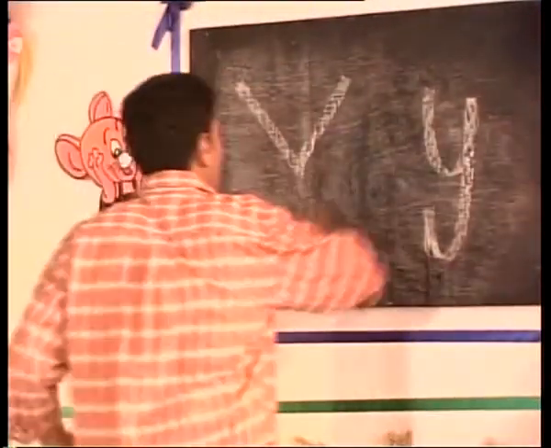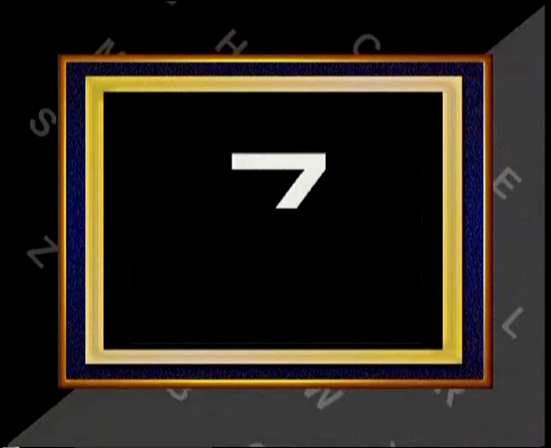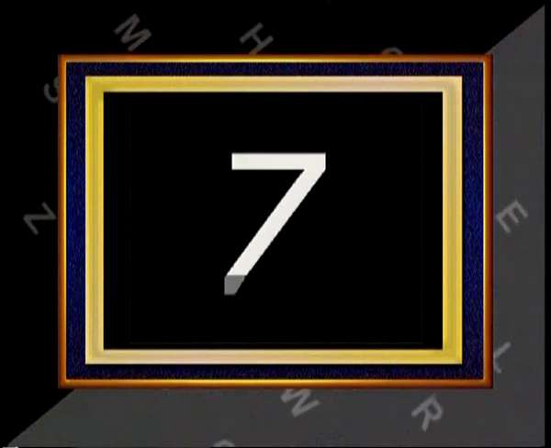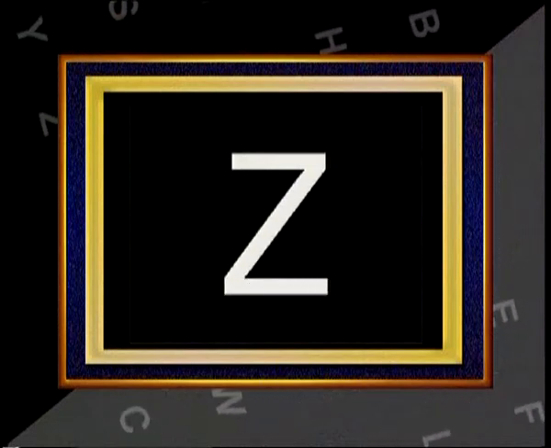Hey kids, now we're going to learn how to write Z. Here we go. For a capital Z, first we will take a sleeping line and then a zig line and then another sleeping line. Hey, here we get a capital Z. I will show it to you again. For a capital Z, first we will take a sleeping line, a zig line, and another sleeping line. Here we have a capital Z.